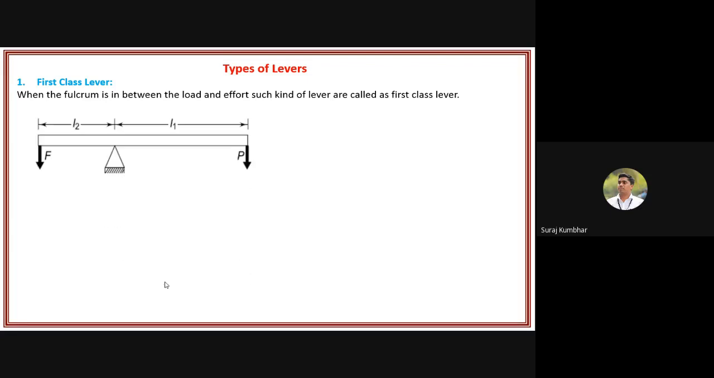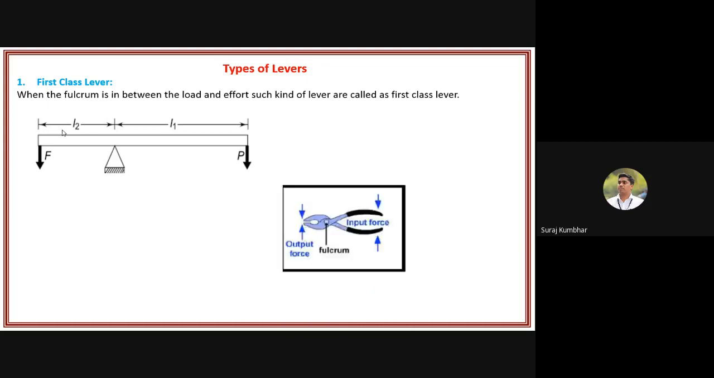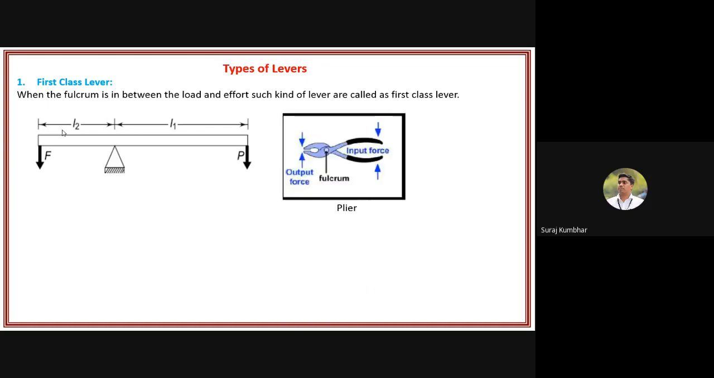Here is the diagram, you can also draw this diagram in this lecture. The fulcrum is in between the load and the effort, which means your fulcrum is at the middle of the lever. In such a case you can call it a first class lever. Then there will be L1 and L2, the effort arm and the load arm. Now here is the best example of the first class lever, that is the plier.